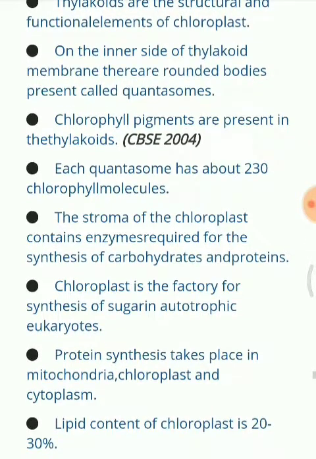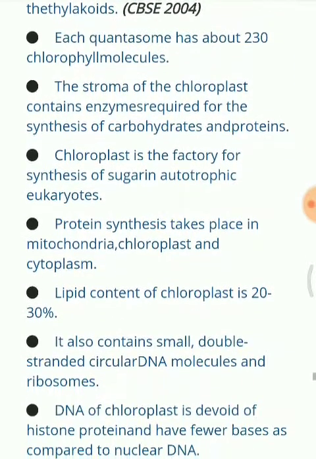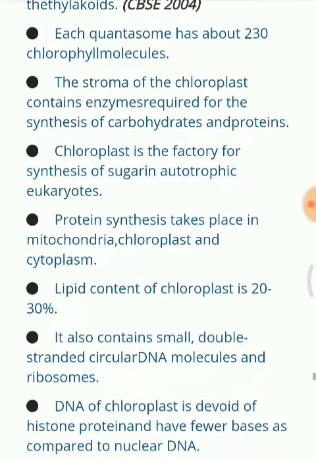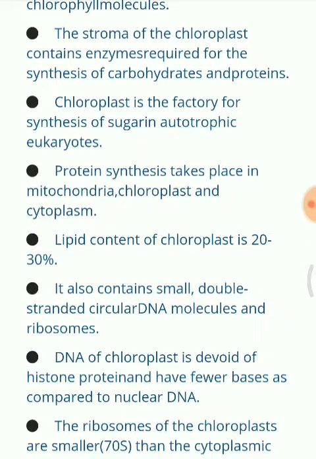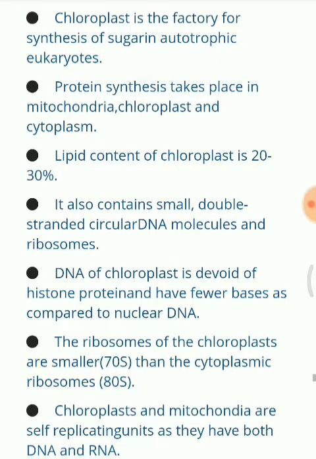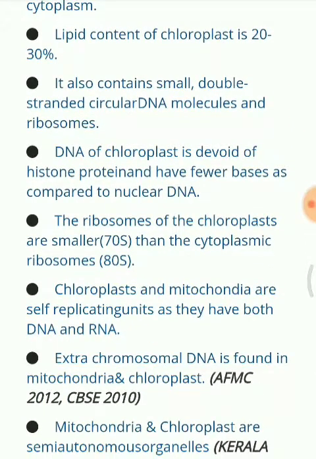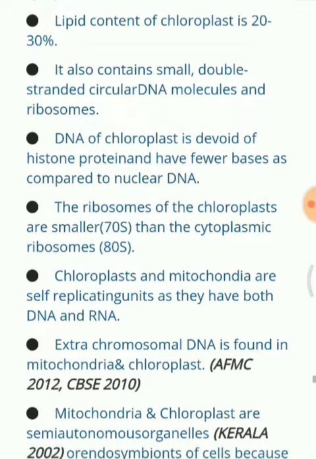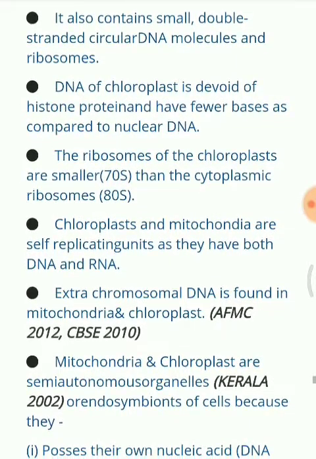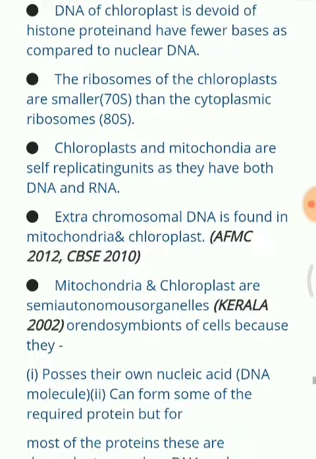The stroma of the chloroplast contains enzymes required for the synthesis of carbohydrates and proteins. Chloroplast is the factory for synthesis of sugars in autotrophic eukaryotes. Protein synthesis takes place in the mitochondria, chloroplast, and cytoplasm. Lipid content of chloroplast is 20 to 30%. It also contains small double-stranded circular DNA molecules and ribosomes. DNA of chloroplast is devoid of histone protein and has fewer bases as compared to the nuclear DNA. The ribosomes of the chloroplast are smaller, 70S, than the cytoplasmic ribosomes, 80S. Chloroplast and the mitochondria are self-replicating units as they both have DNA and RNA.